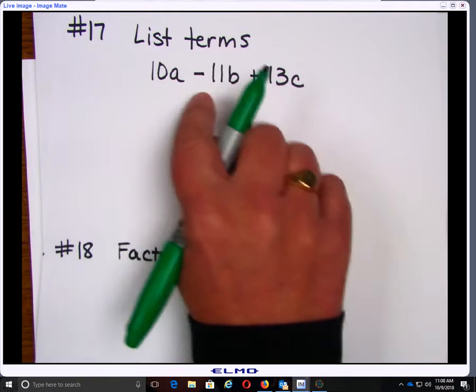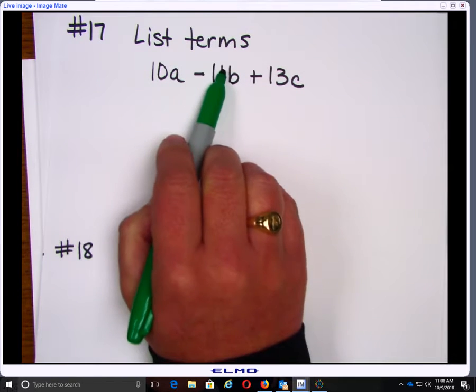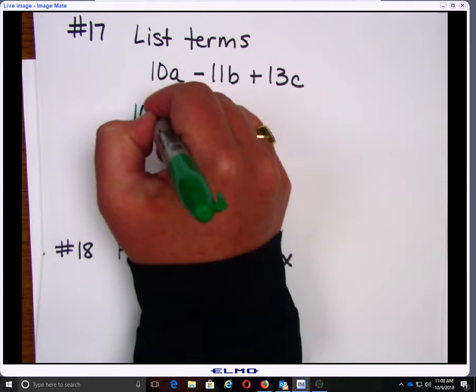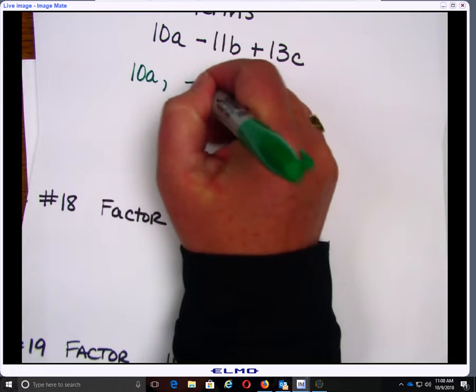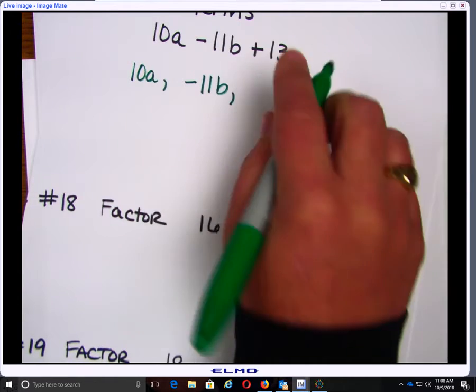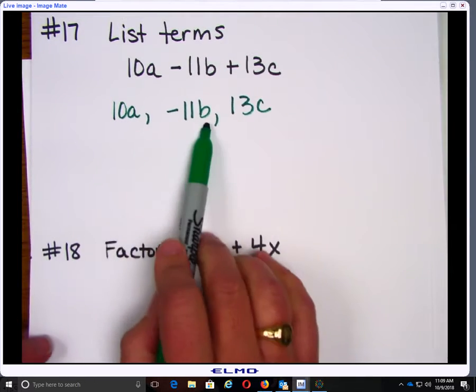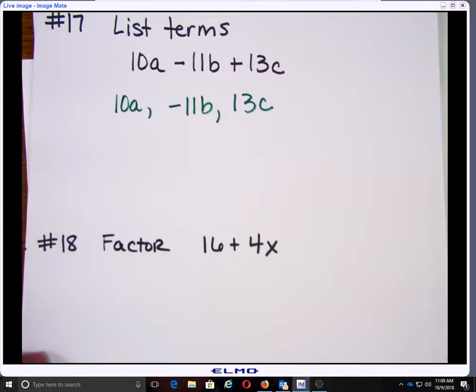Okay, so terms are separated with positives and minuses. Always keep the negative to the thing to the right. So your first term is 10a, your next term is minus 11b, and your last term is 13c. It said to write them separated by commas, so your answer should have looked like this, but you did have it right.